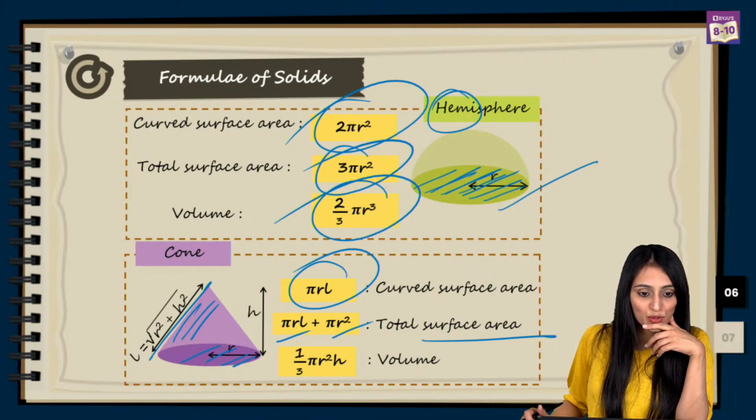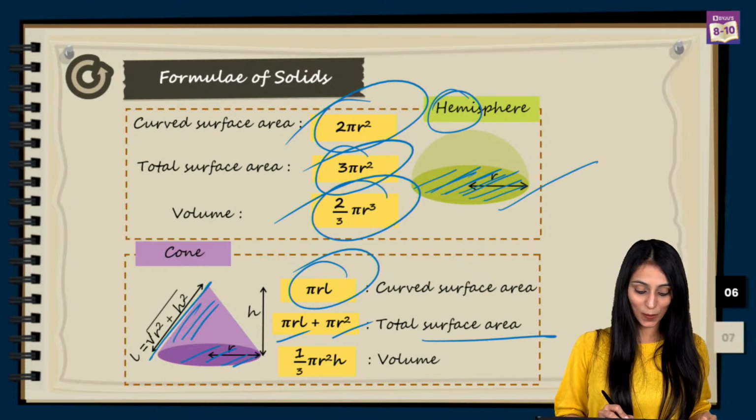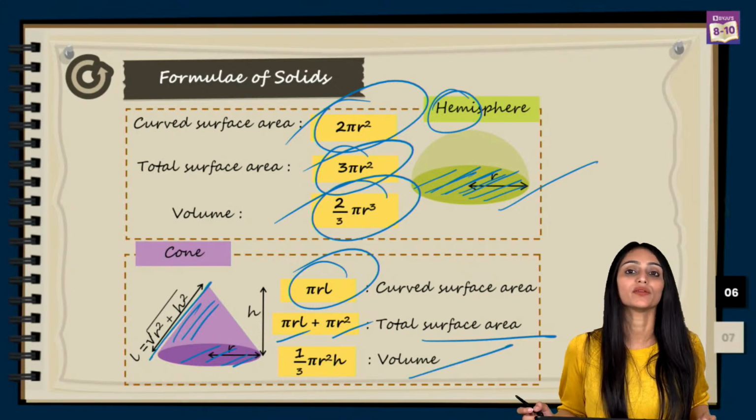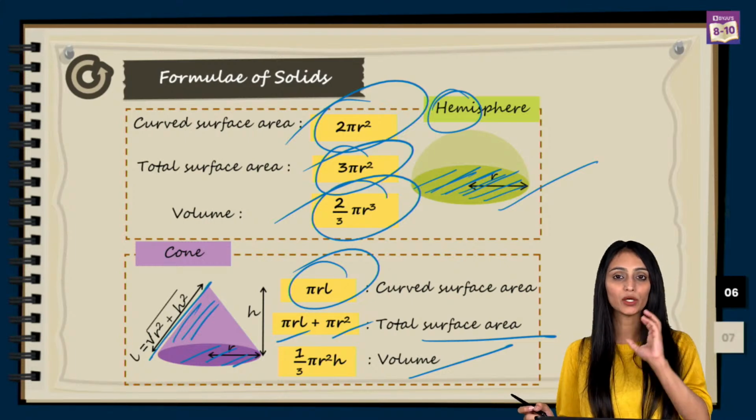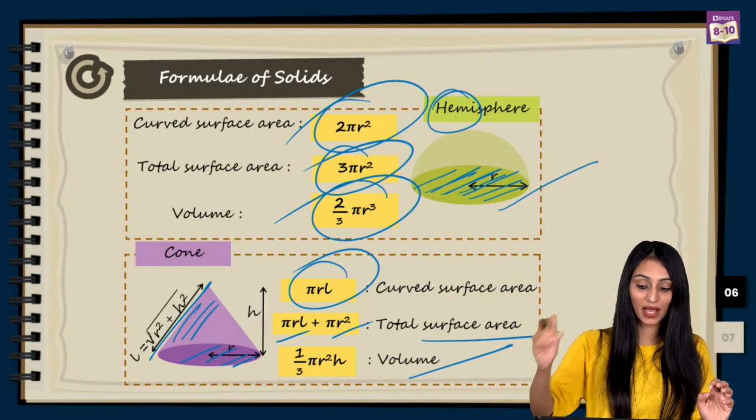All right. So, volume of a cone is 1 upon 3 pi r square h. It's exactly 1/3 of the volume of a cylinder. Cylinder is pi r square h, right?